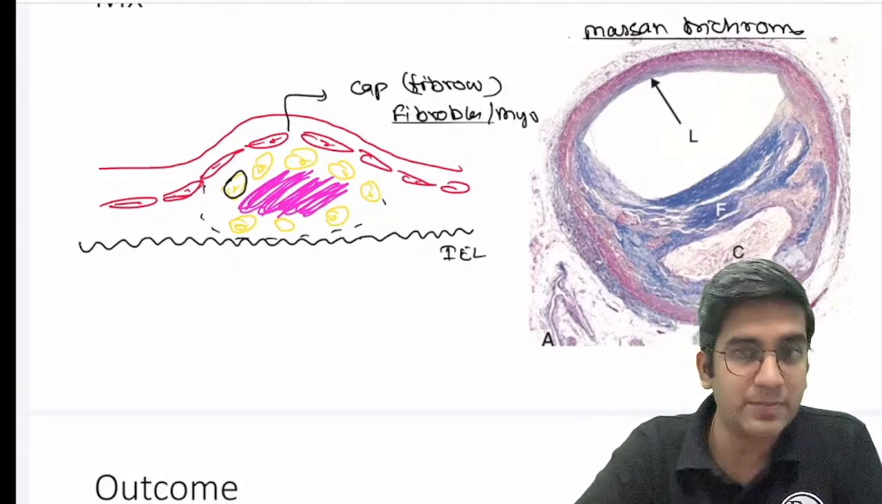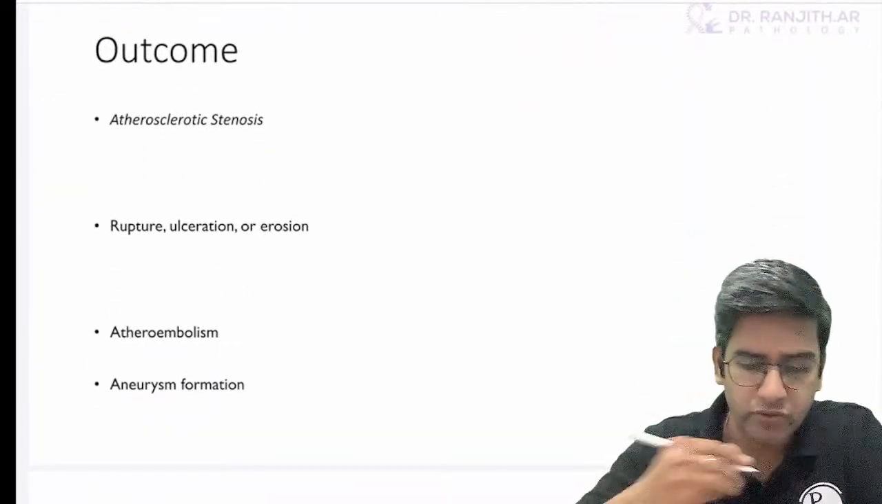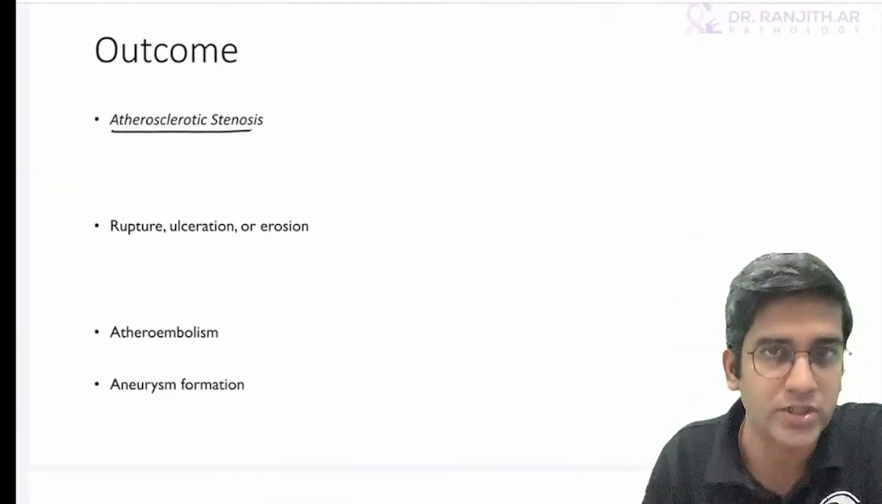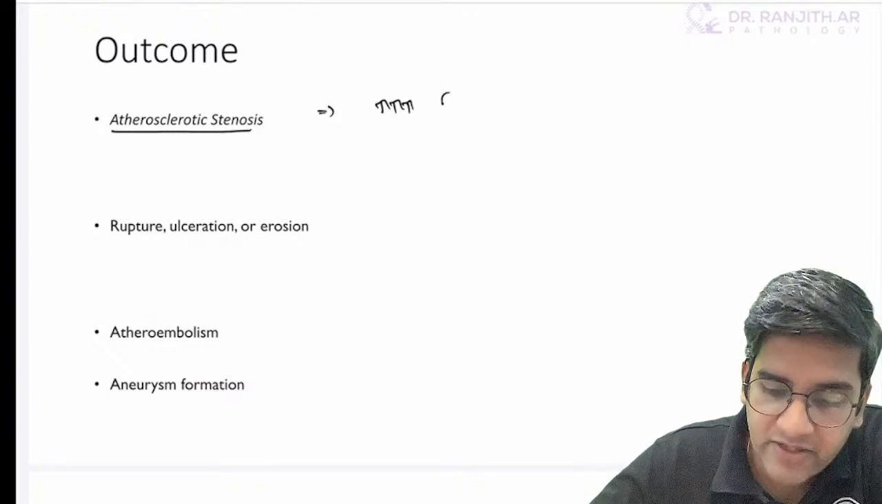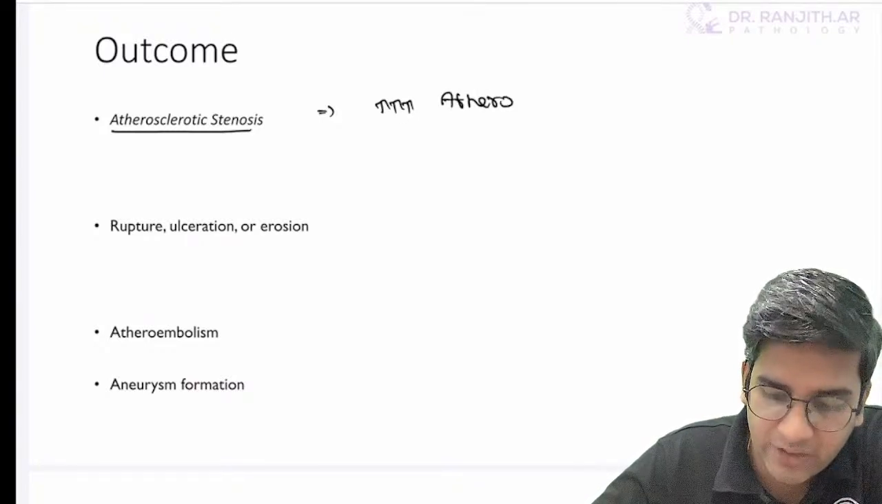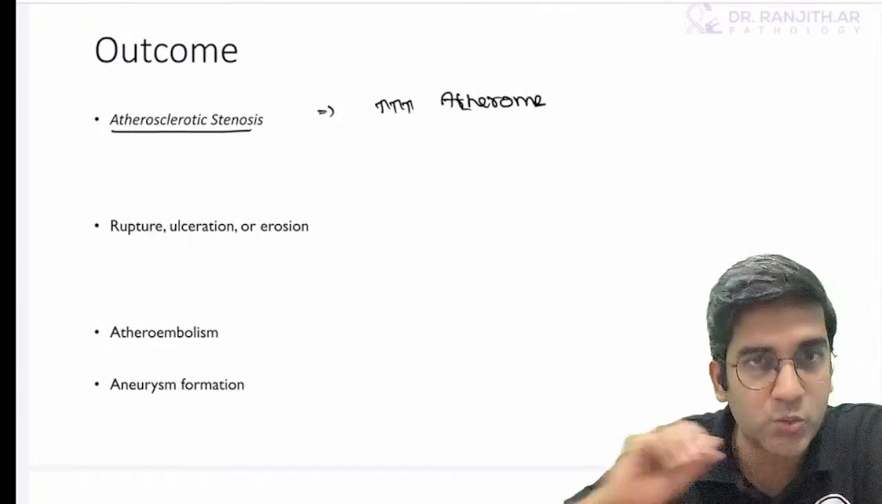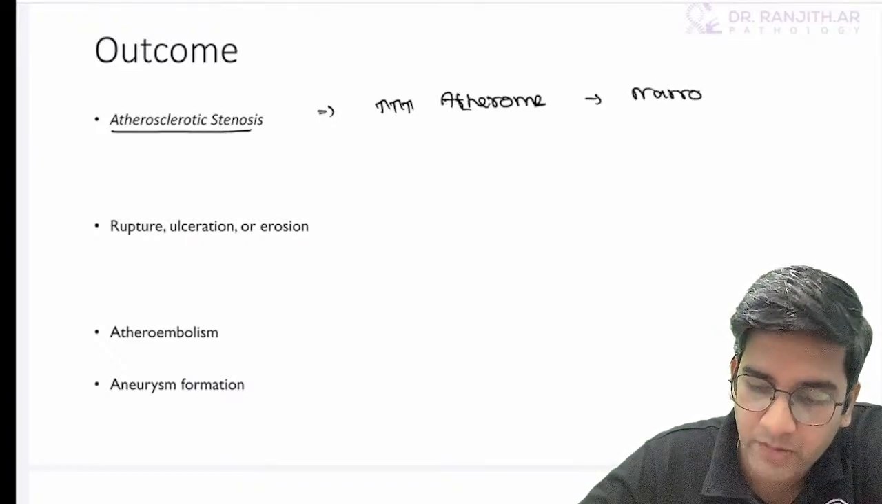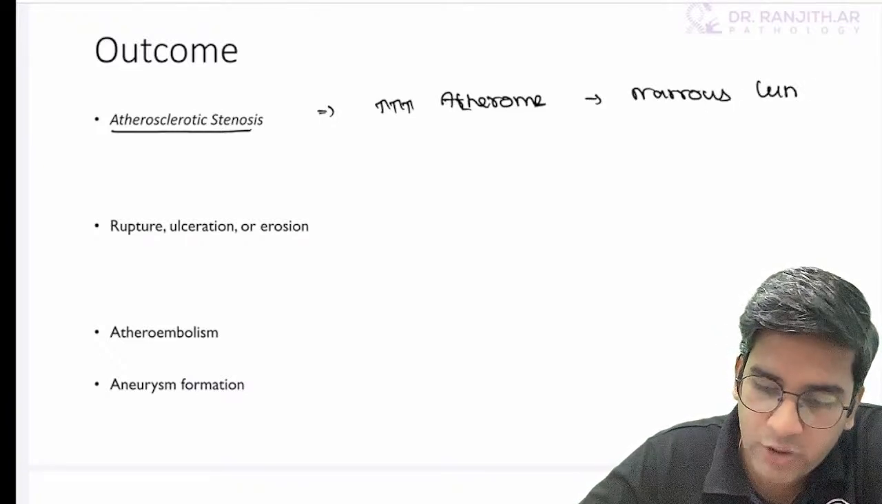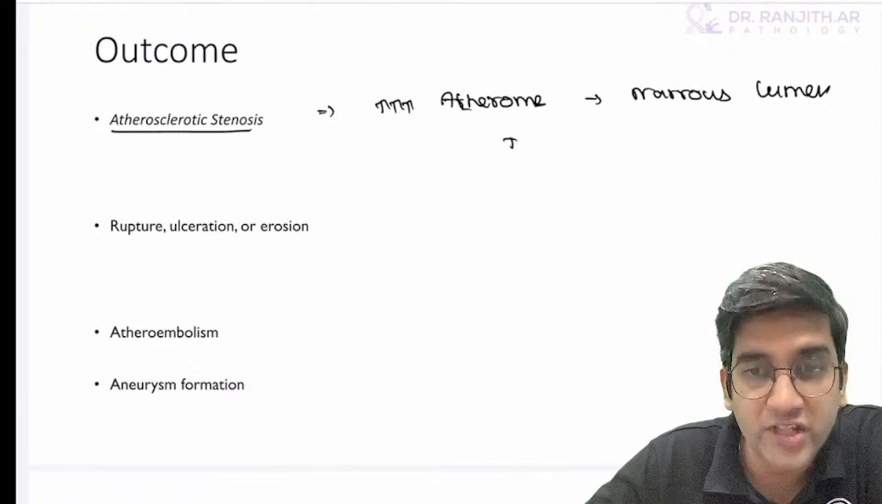Atherosclerosis occlusion is a primary outcome, right? Atherosclerosis can cause atherosclerotic stenosis, which means there can be an increase in the atheroma or the atherosclerotic plaque. Both mean one and the same, which can slowly narrow the vessel lumen. When it narrows the vessel lumen, it can cause ischemia.